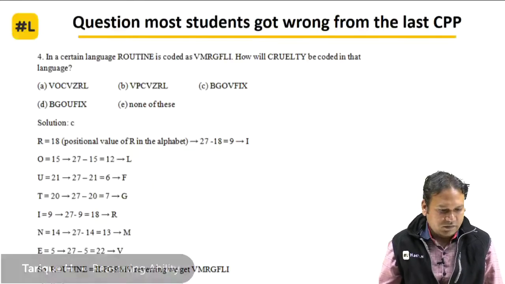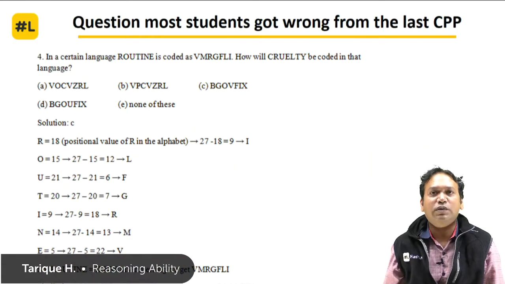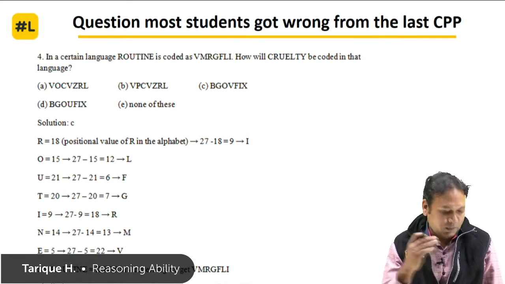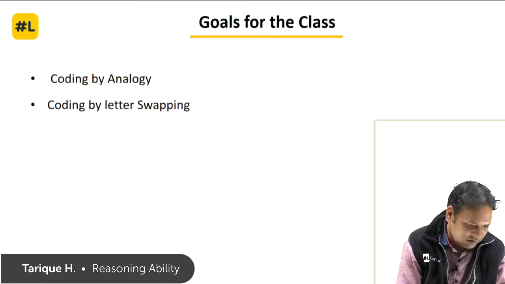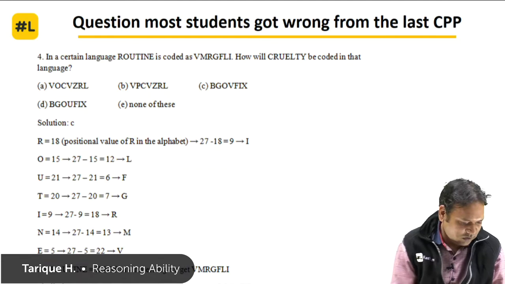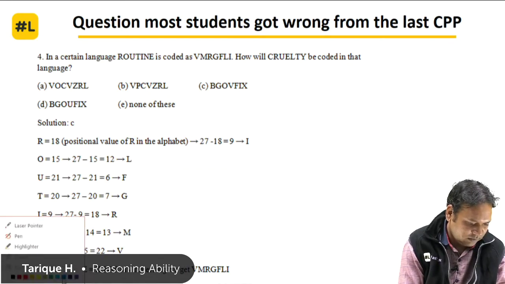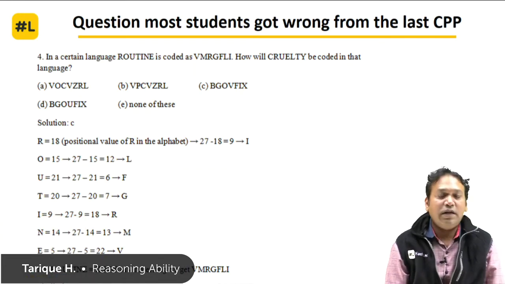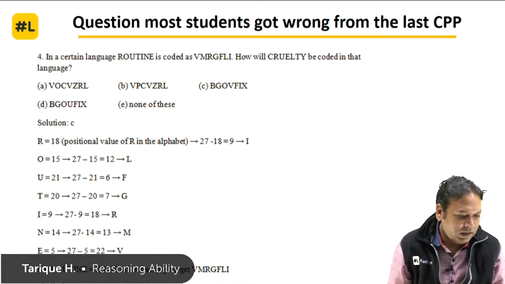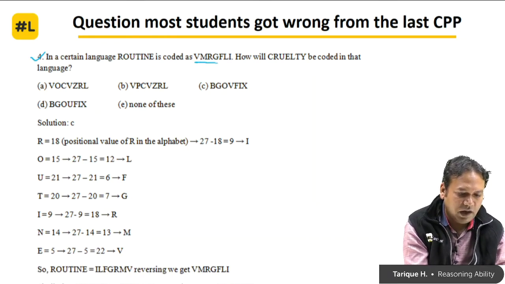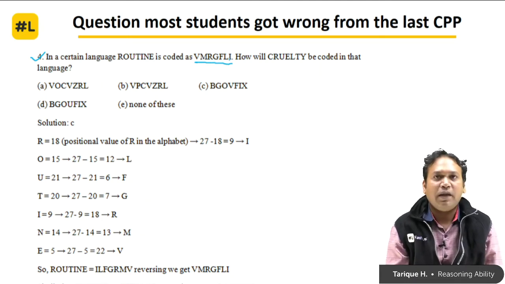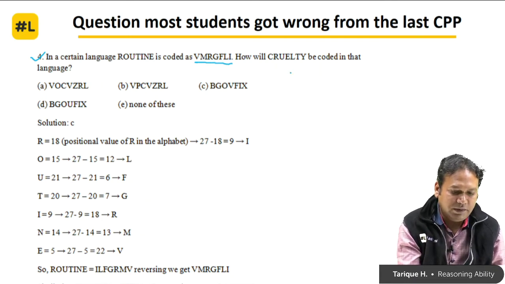Now before that, first let us look at the question that most students got wrong in the contest in the CPP yesterday, right. So in the class practice pack there are some questions that most students have got wrong. So let us just look at that question. So here is the question on the screen. In a certain language, routine is coded as VMRGFLI. How will cruelty be coded in that language?